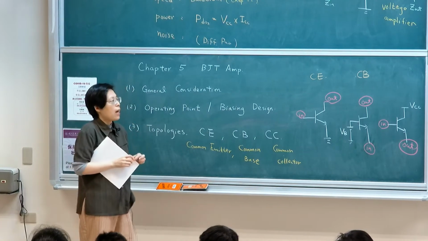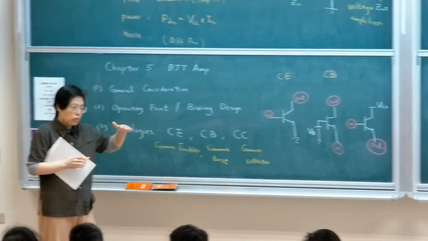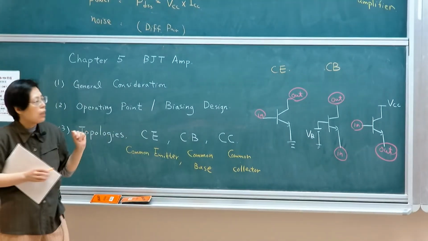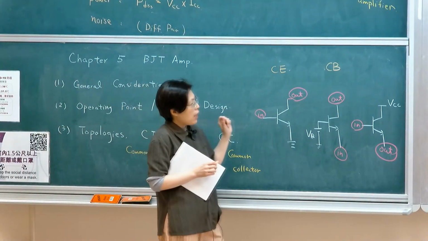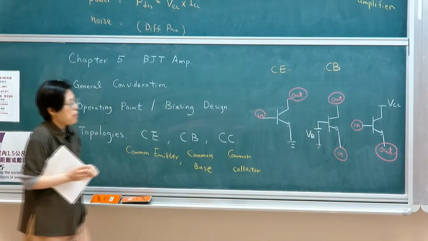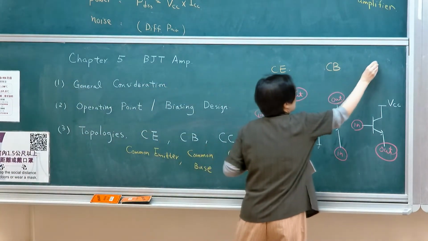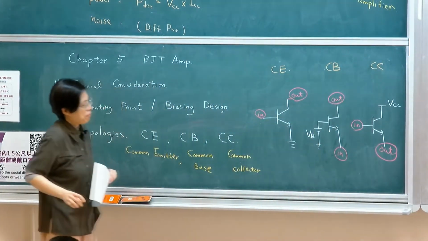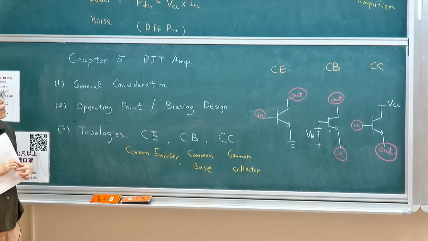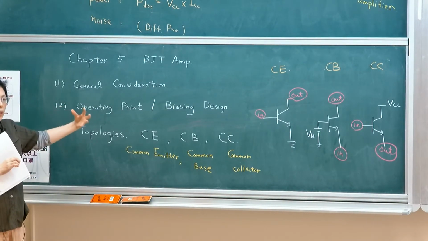And of course, the last one is that we could have our collector being at a DC level, a bias at DC level, and then your input is coming in from base and then going out at the emitter. That's called the common collector, okay?